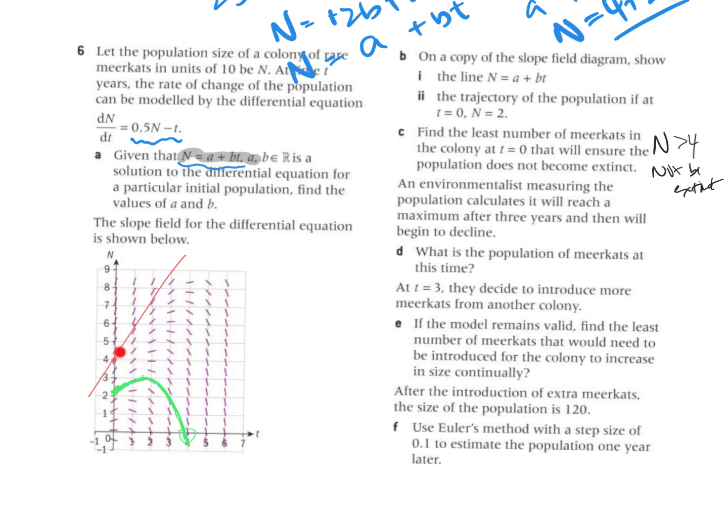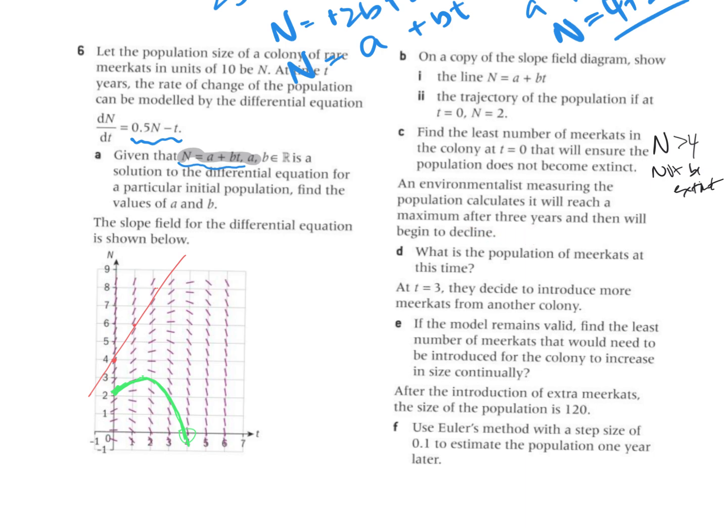So if I look at this line here, it is a constant growth rate. It's always going to keep growing on a linear rate. Below here is going to be extinct. Then above here, it will start to grow more so. Now, going to the D part, the environmentalist measures the population and calculates it will reach a maximum after 3 years and then will decline.